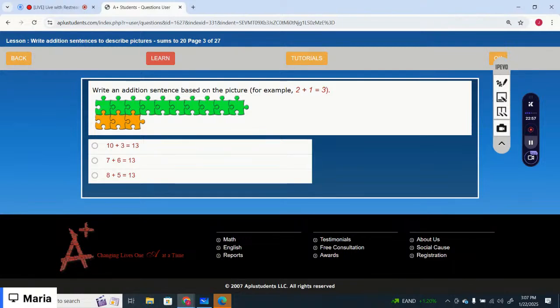Write an addition sentence based on the picture. So, which is the correct option? Option number 1 is the correct option. They are 10 plus 3 equals 13.